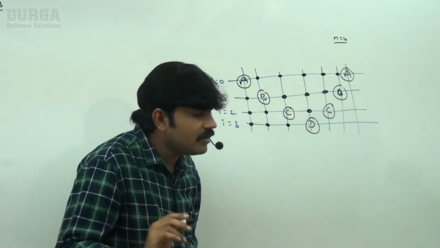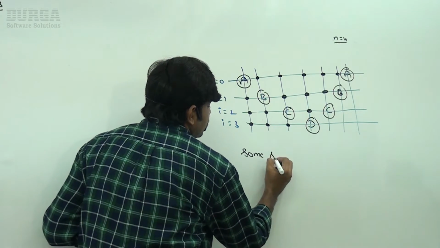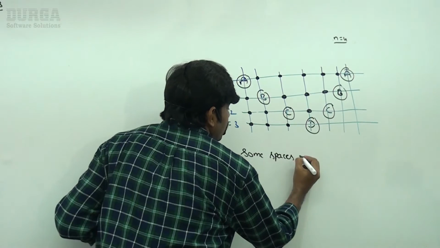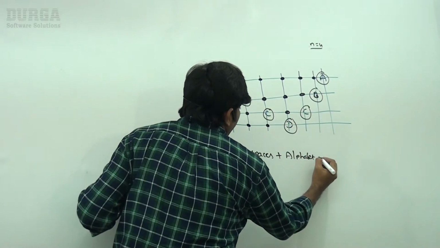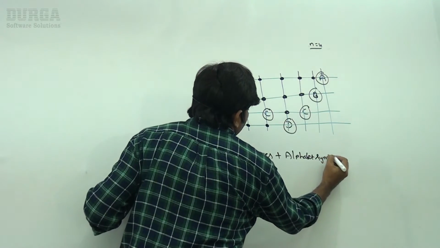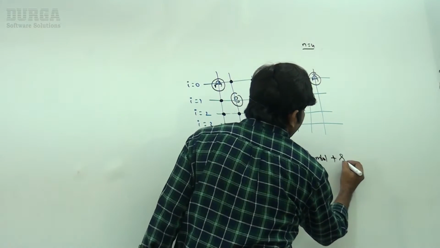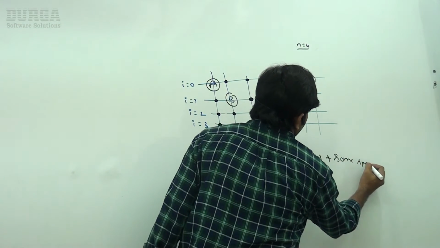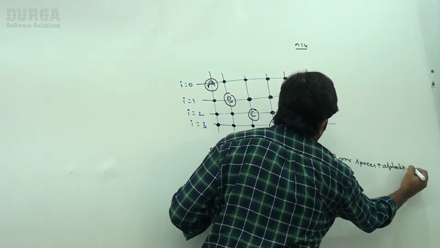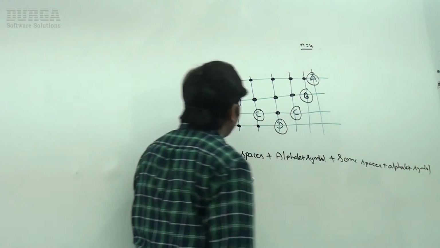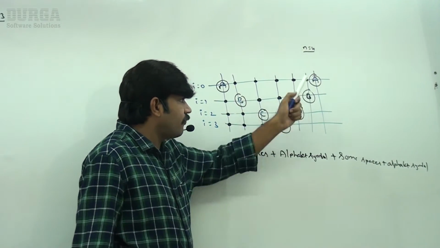So the pattern seems to be: some spaces plus alphabet symbol, plus spaces again, some spaces. How many? We will decide. Some spaces followed by the next alphabet symbol. In every row, some spaces, alphabet symbol, followed by some more spaces, followed by this.